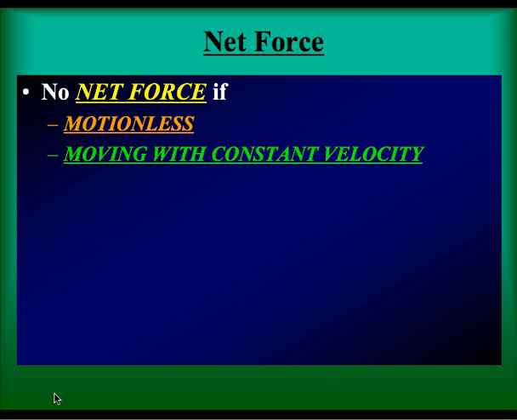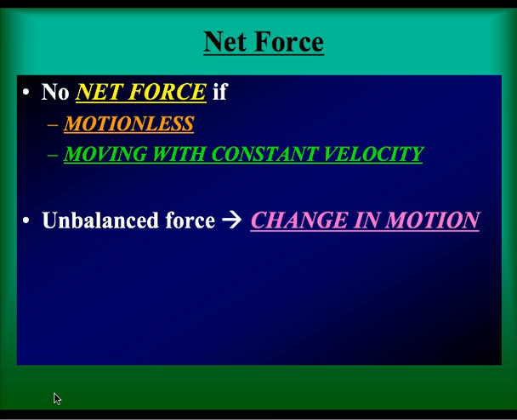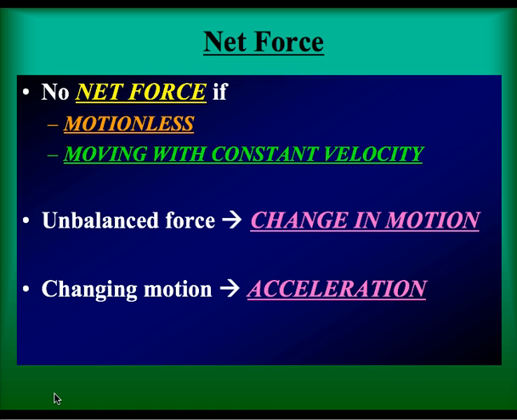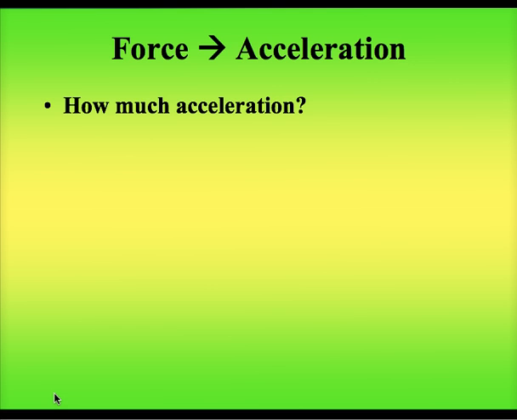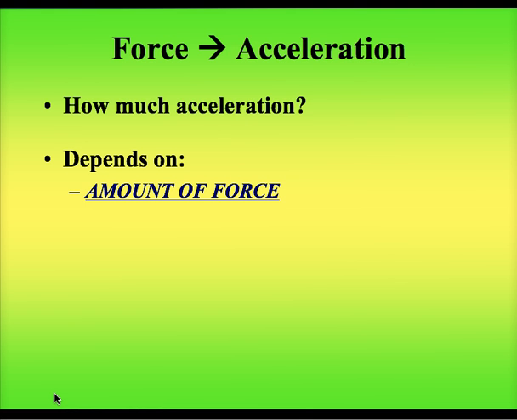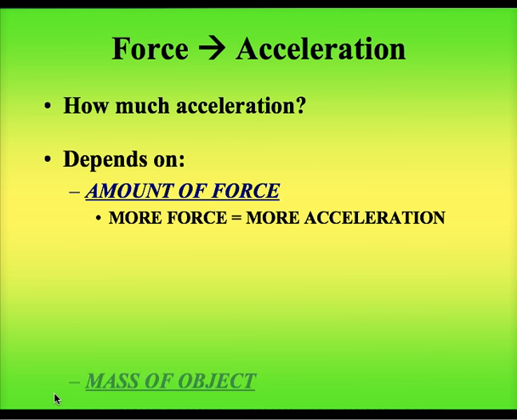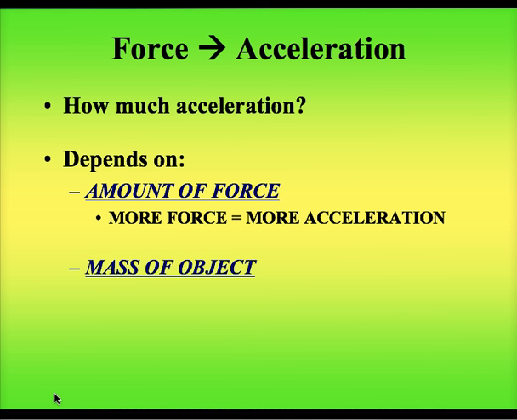Also, when an object's moving with a constant velocity, we say that it's in equilibrium and there is no net force. When we have an unbalanced force, we get a change in motion. And we call changes in motion accelerations. We've studied acceleration already. It's the rate of change of velocity. How much acceleration depends upon a couple of factors. The amount of force: you push something harder, you're going to get a greater change of motion. And the amount of mass an object has. Something that's more massive is harder to get moving than something that's less massive. So more mass, you get less acceleration.